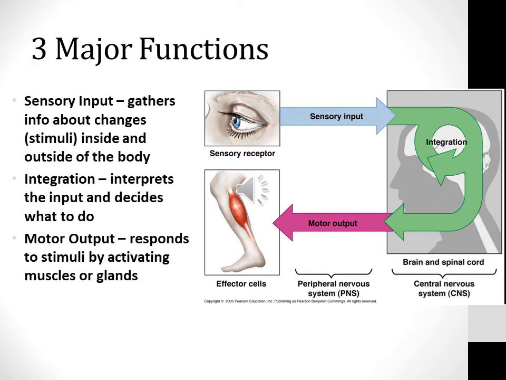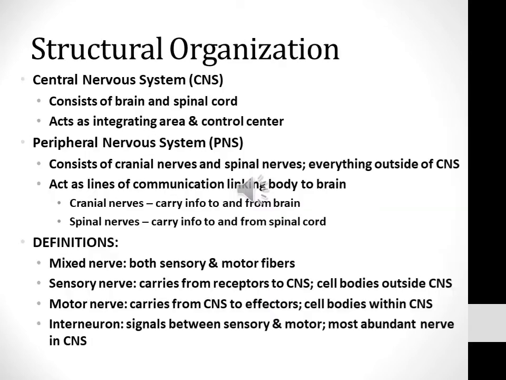And then we have our motor output, which is the effects. Right? So the response to the stimuli. So we might activate effector organs like muscles and glands to cause a response, and that response is known as the motor output. Okay? So input, interpretation, output. Gather the information, decide what to do about it, and carry out that action.